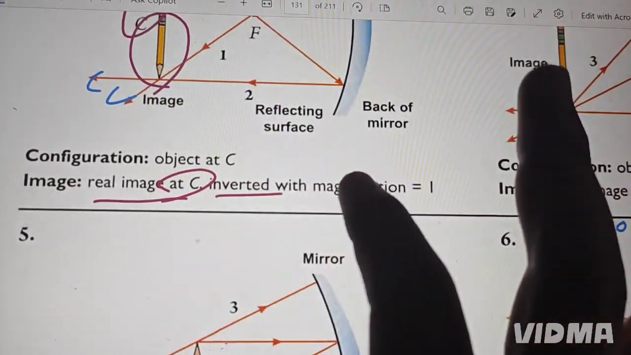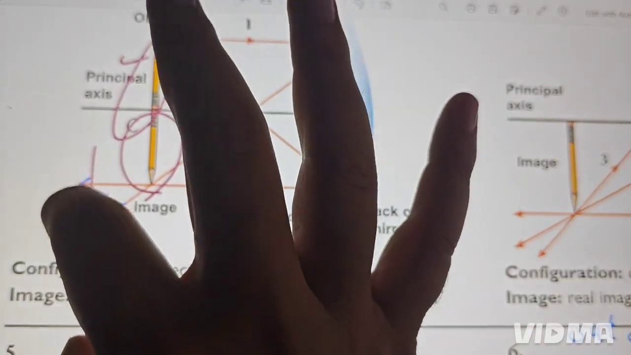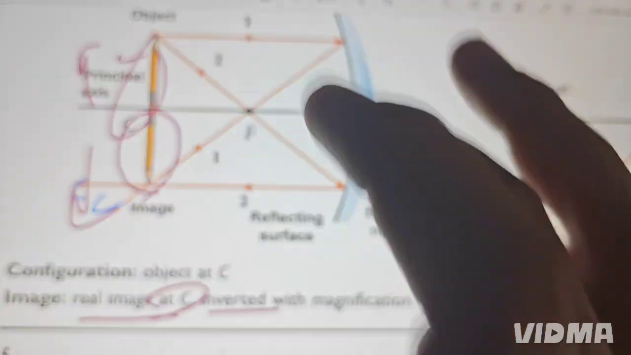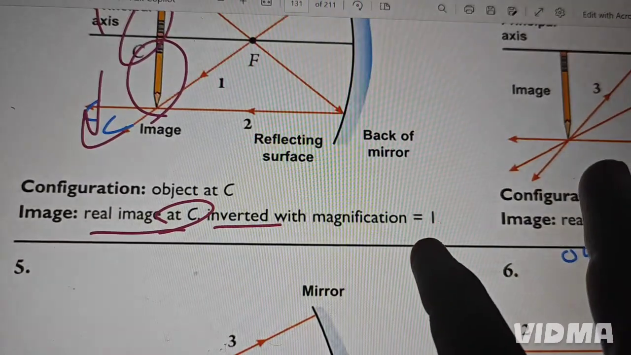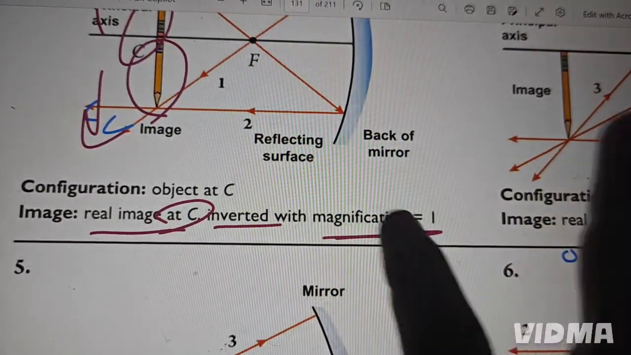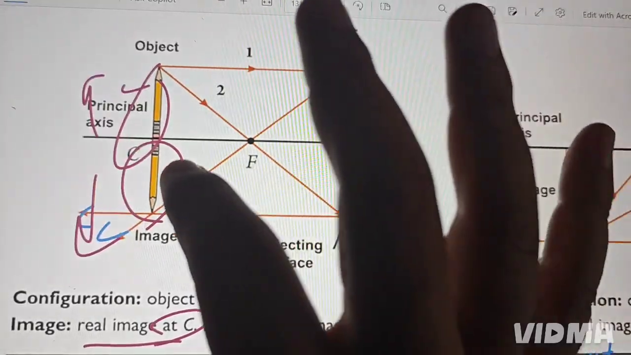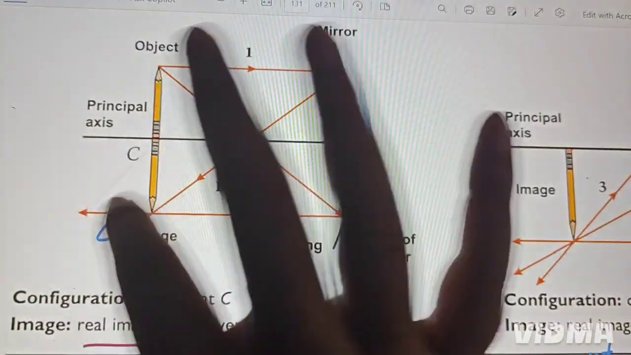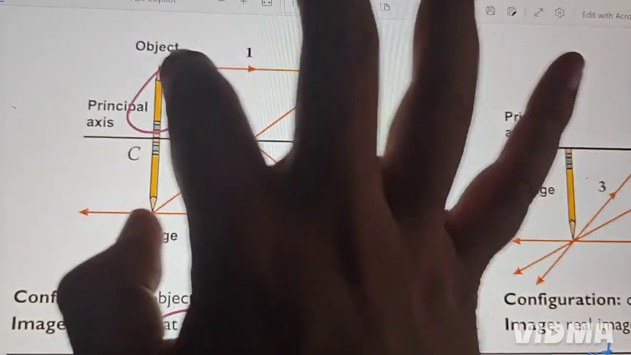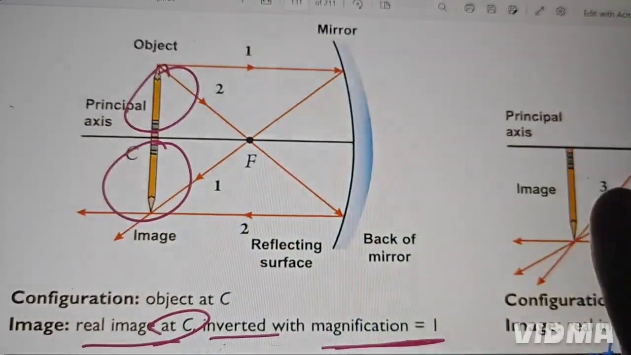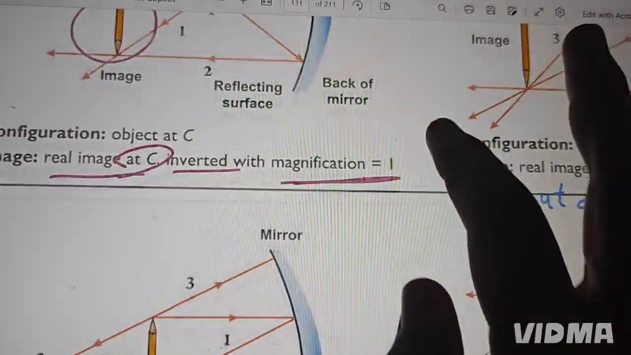Inverted, again inverted. Look, the direction of this is to the down, but that one is to the up. Opposite, flipping. Magnification equal to 1. Oh, be careful, Mr. Why magnification equal to 1? Because both of the pencils have the same size, so magnification equals 1.